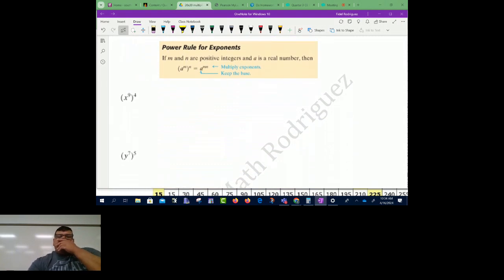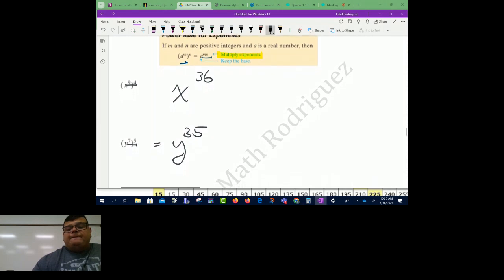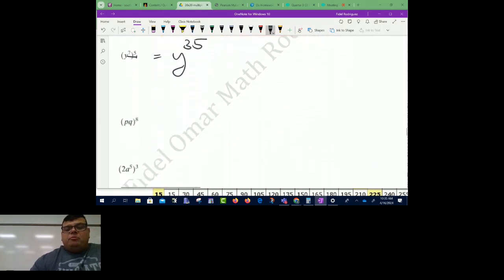Now, the second thing I have here, y'all, is something called the power rule. The power rule says, what do we do when we have a power that's being raised to a power? And what we do with those exponents is we multiply them. So 9 times 4 is going to give me 36. Right over here, 7 times 5 is going to give me 35. So again, I'm just multiplying the exponents. If I have a power raised to a power, that's when we can multiply our exponents together.